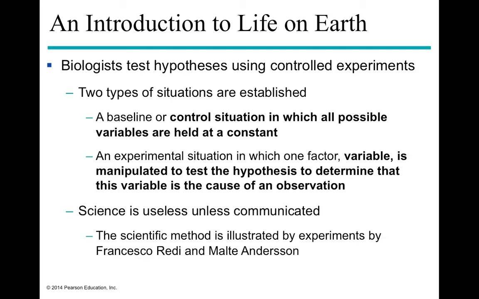And we do this again by having controlled experimental design. So we basically are going to have one control and one variable. We only change one variable at a time. So we have a control situation where we hold as many variables as possible constant, and then we have an experimental situation where we change one variable to test the hypothesis, to be able to determine that the variable is the cause of whatever it is that we observed.